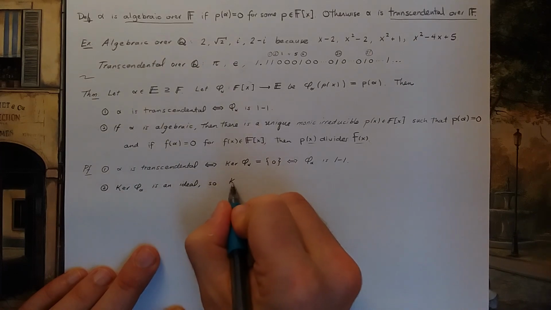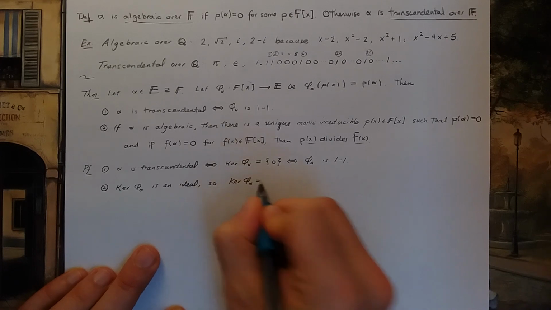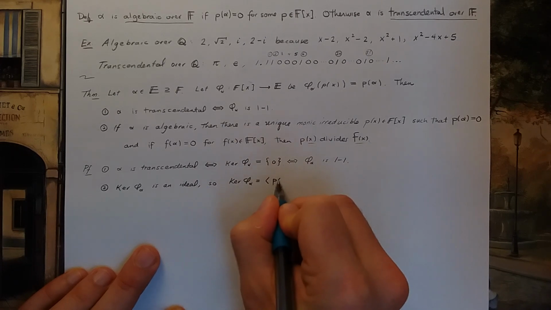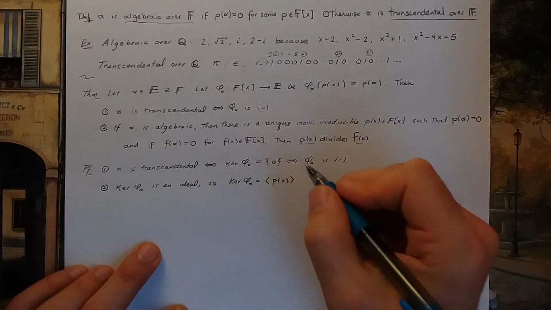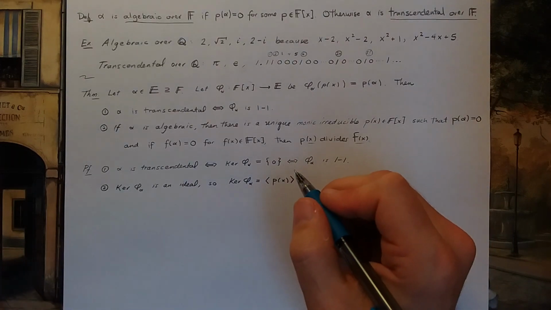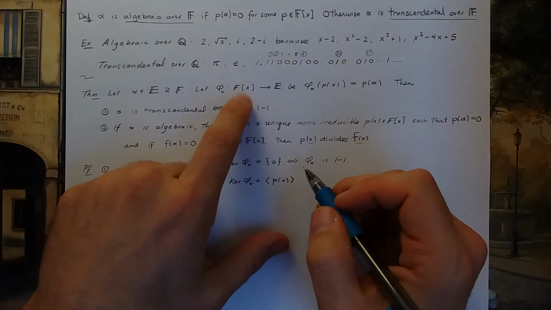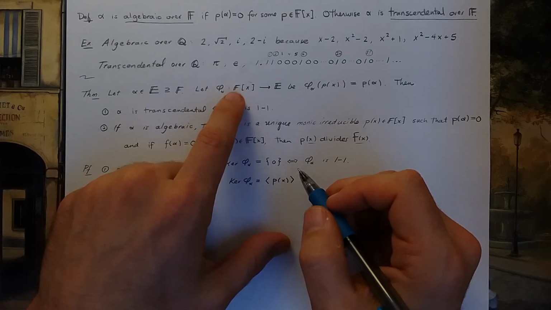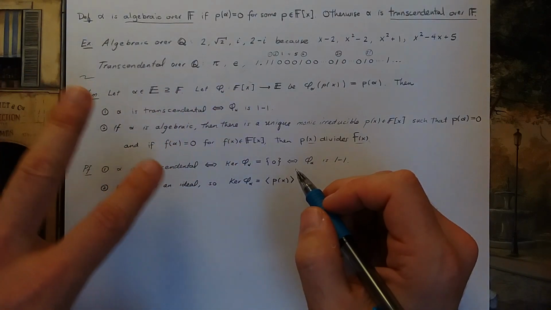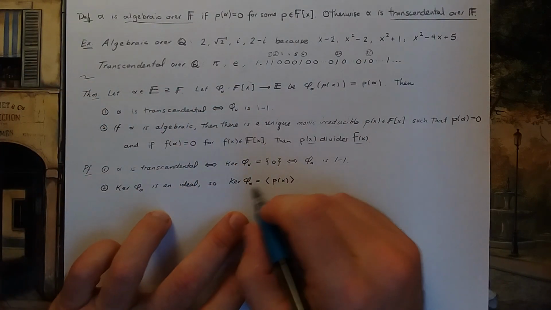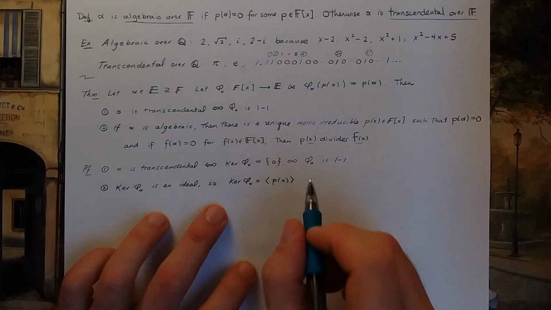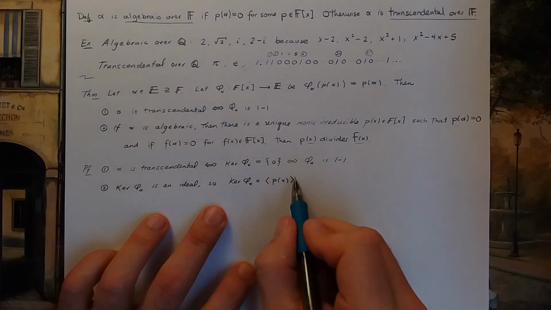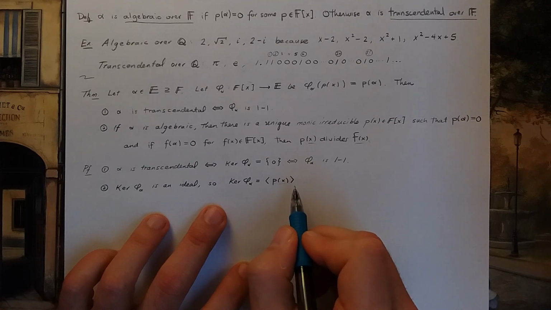So the kernel is generated by a single polynomial because the kernel is an ideal in the polynomial ring over a field. And we've proved that polynomial rings are principal ideal domains, which mean exactly this statement. Principal ideal domains mean any ideal is generated by a single element in that ring.